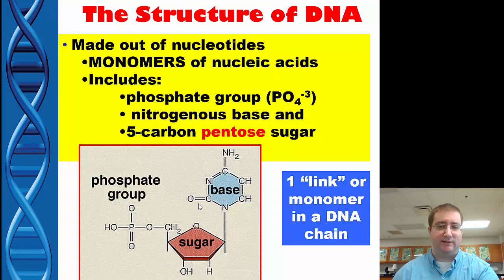And it's these nitrogen bases that are actually all different. There's 5 different nitrogen bases. 4 of them are found in DNA, 4 of them are found in RNA, and there's one that's different between the two of them.